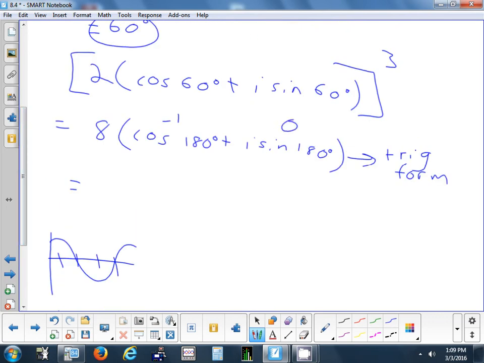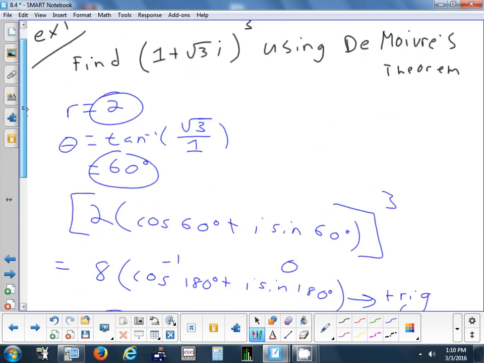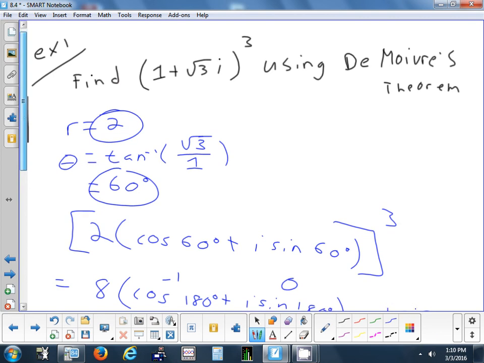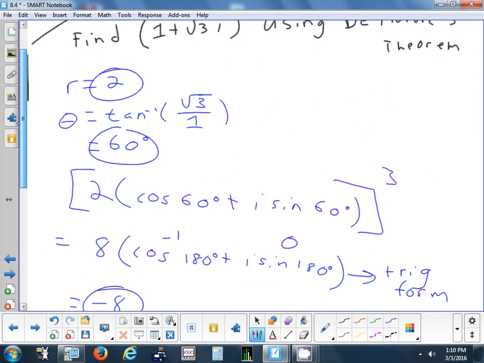All right? So what's i times 0? 0. -1 plus 0. And then -1 times 8 is -8. So in this case, we actually get a nice answer in rectangular. Very nice answer. So if you cube 1 plus root 3 i, you get -8. How would you reverse cubing? Cube root. If you were to take the cube root of -8, what would be one of the answers?